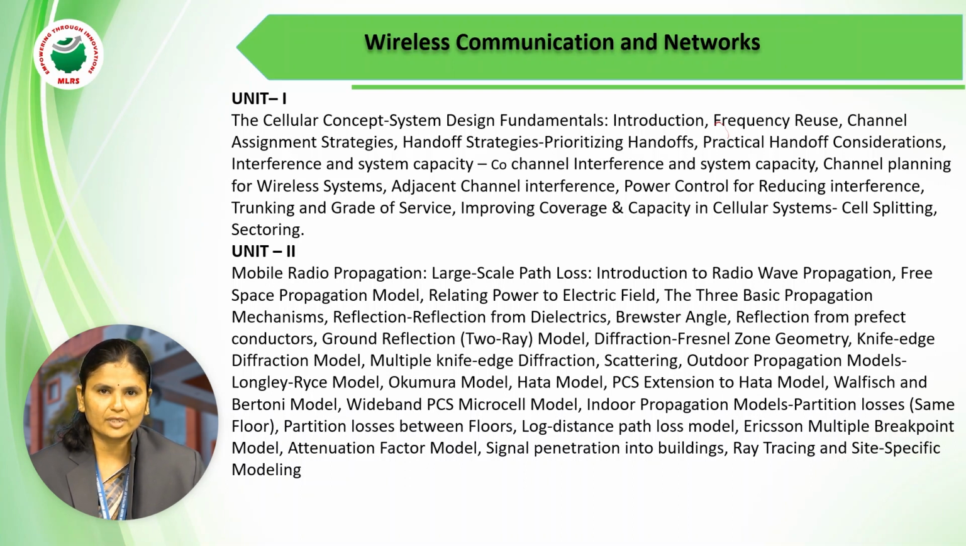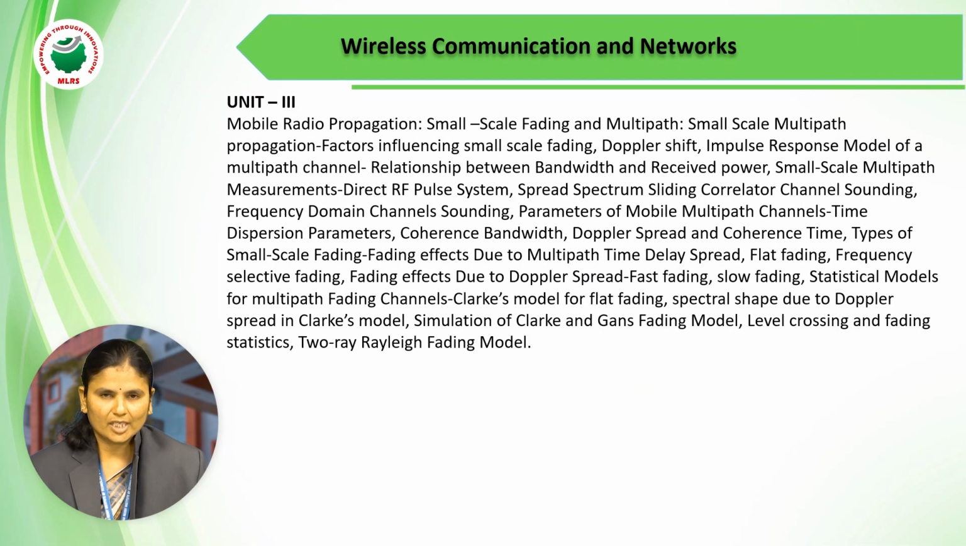indoor propagation types and outdoor propagation types. So these topics come under Unit 2, and from Unit 3 we have small scale fading and multipath. In this unit we have small scale fading and multipath, and the factors influencing small scale fading, Doppler shift and impulse response of small scale fading, and small scale fading and multipath measurements, types of small scale fading, and Clarke's model.